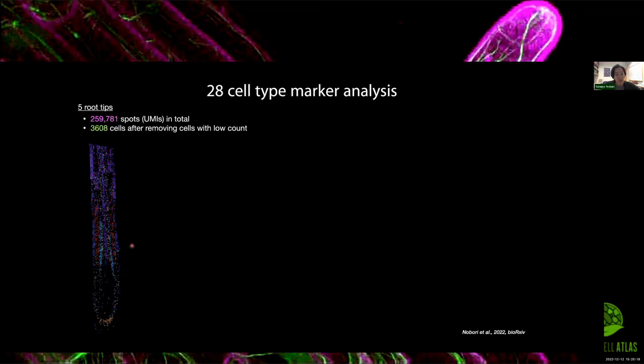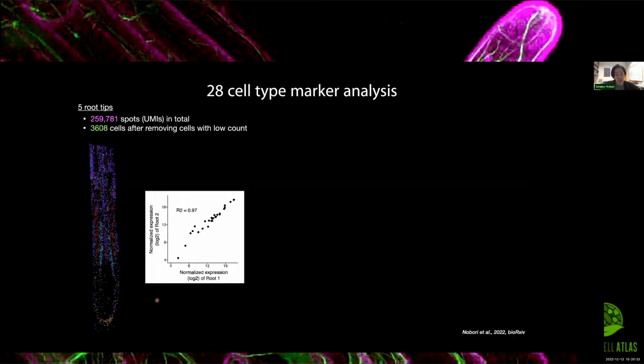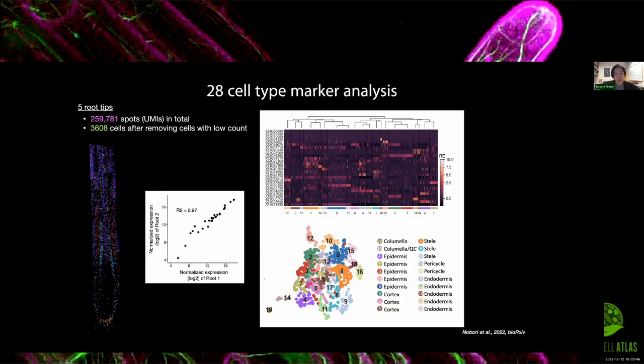Here is an example of transcript expression after combining all the images across 7 rounds of imaging, which already showed some interesting cell type patterns. Here I show the reproducibility of PHYTOMap experiments, taking 2 different roots and quantifying 28 gene expression and showing really high correlation. So PHYTOMap works robustly in a reproducible way. This heat map shows the expression of 28 genes across many cells, and you can appreciate some cell population specific gene expression, as you would expect from a set of cell type marker genes.